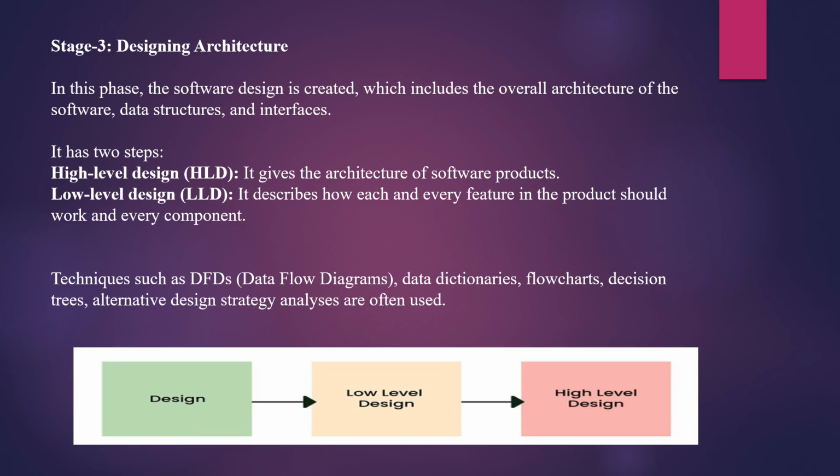Then techniques such as DFDs, like data flow diagrams, data dictionaries, flowcharts, decision trees, alternative design strategy analysis are often used. So these are some techniques which are applied while designing the architecture of the software. So this is the diagram: low level design and the high level design. So here, as we have seen, there is some document also being prepared, the design document specification, that we call DDS. So DDS is also assessed by the market analysts and stakeholders.